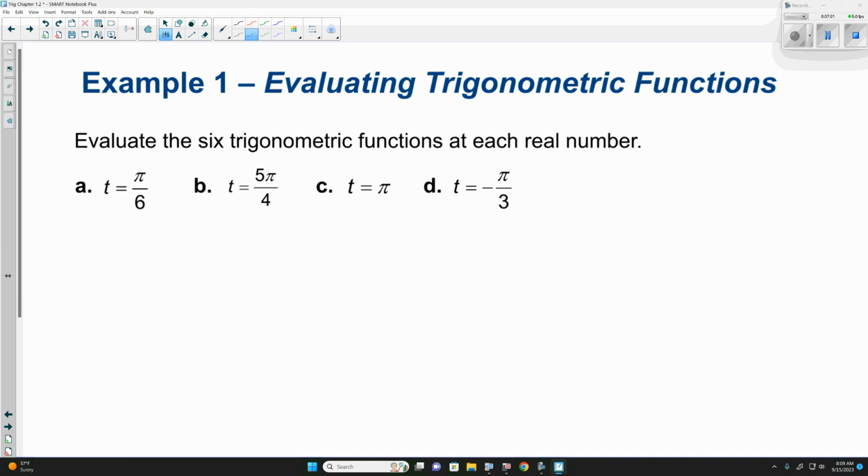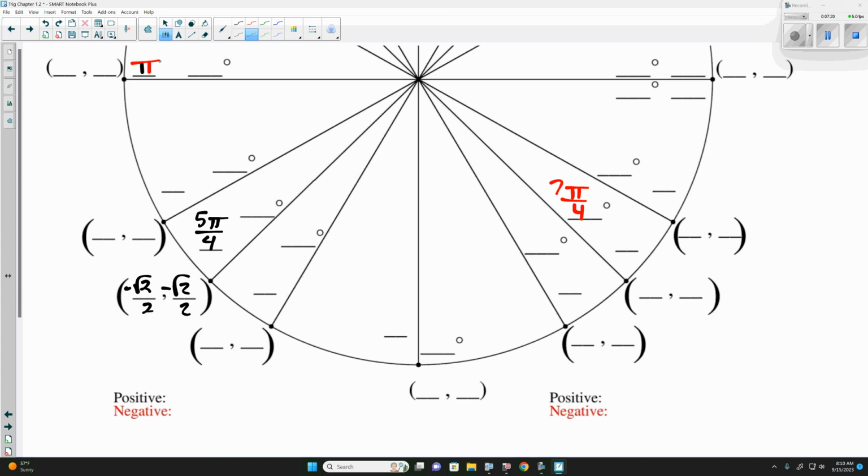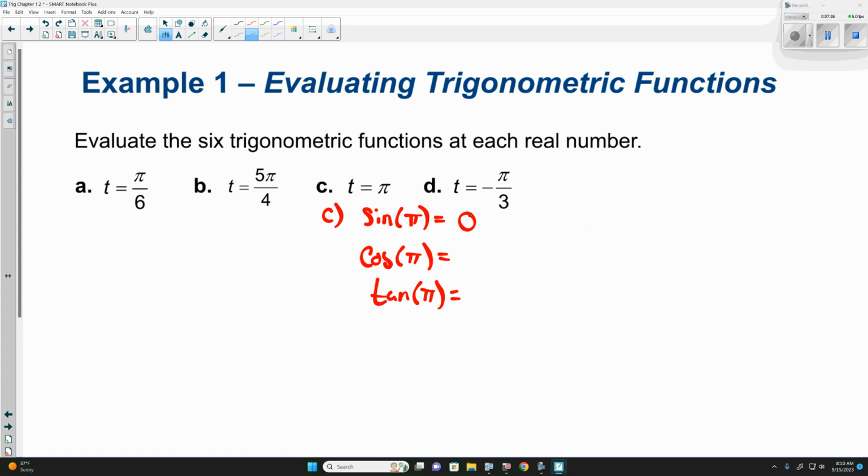Okay. Clear that all out. Let's look at C. So we're looking at sine of pi, cosine of pi, tangent of pi. Now sine of pi, so pi is over here, and we have negative 1, 0. And sine is which one, the x or y value? It's the y value, so sine is 0. Cosine ends up being the negative 1.